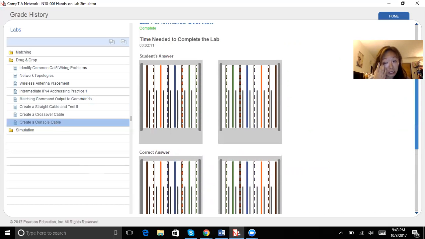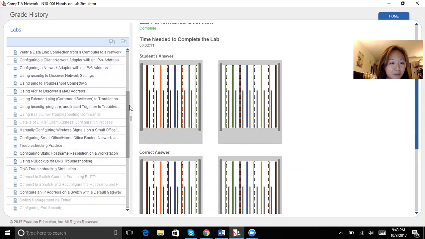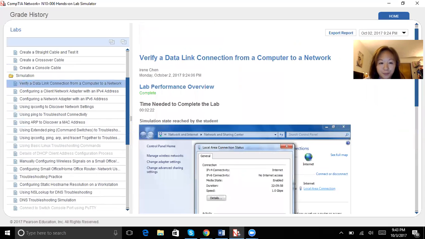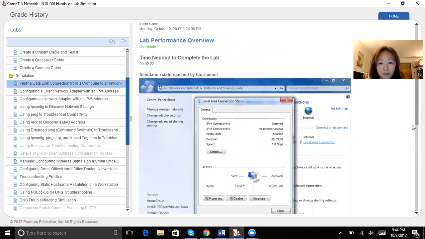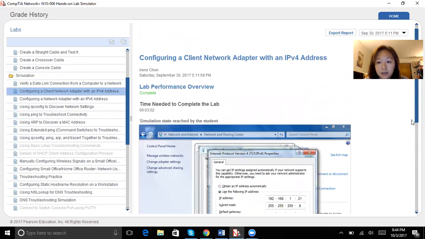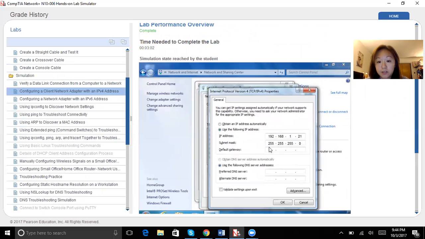And then lastly, the simulation I actually enjoyed the most. There's a lot to go through, but actually all these simulations are the ones that were required. So the first few ones were easy. The step-by-step instructions I really enjoyed. Configuring the IP address we talked about, and it actually helped learning about the different subnets.